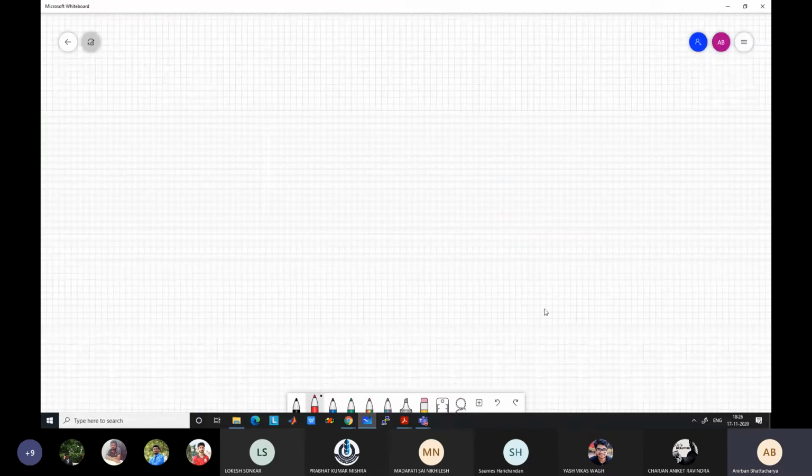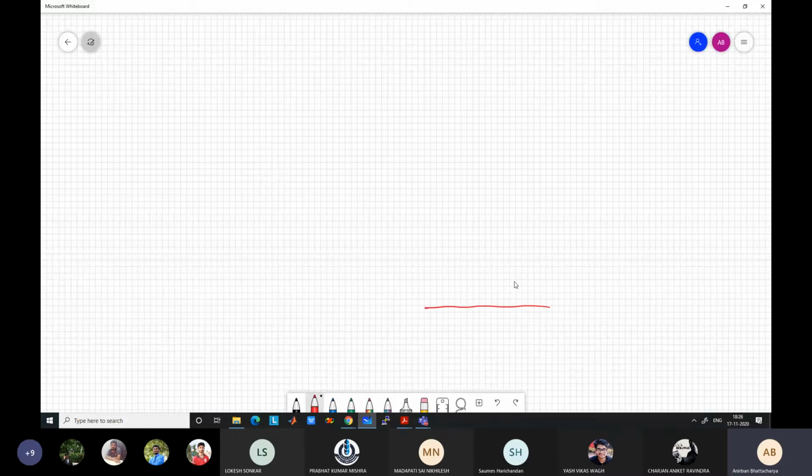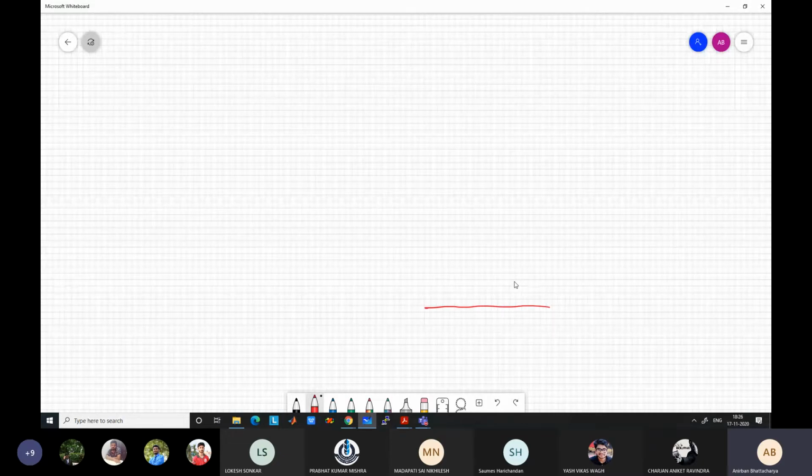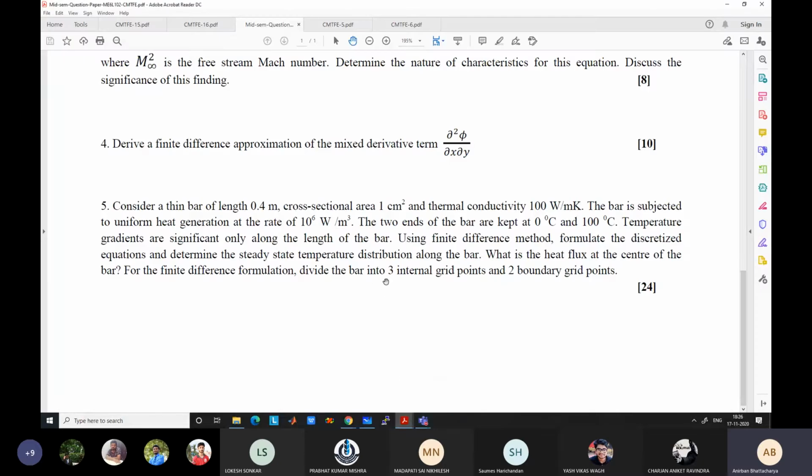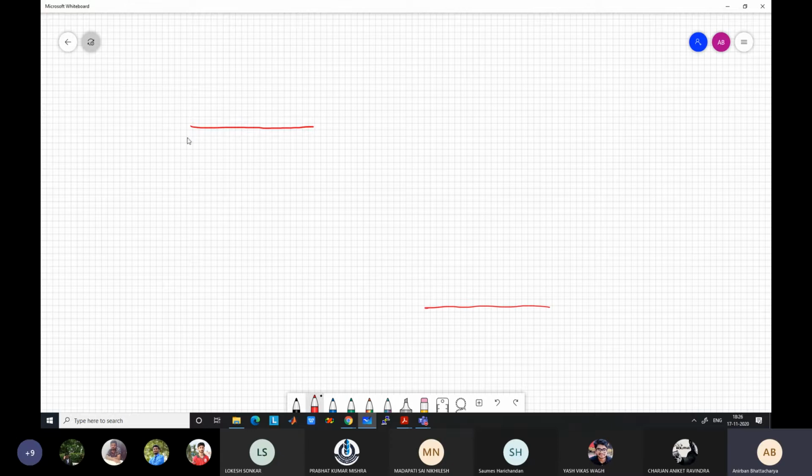consider this problem, you have a domain which is given of a certain length. Okay, so let me just draw it again on the top side. Domain is given for a certain length, and it is suggested that you divide it into 3 internal grid points and 2 boundary grid points. Means you arbitrarily cannot take any number. The length is 0.04 meter and cross-sectional area, thermal conductivity is given, boundary conditions are given, uniform heat generation is given. It's a steady state problem.